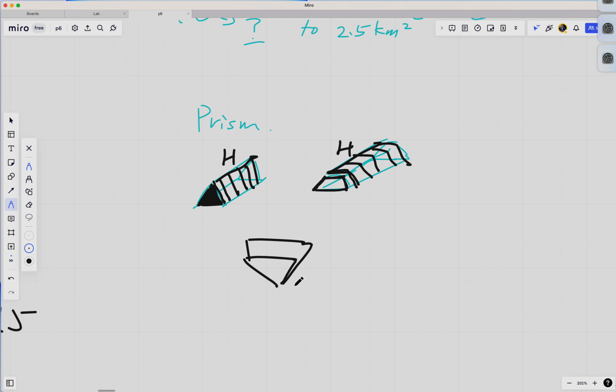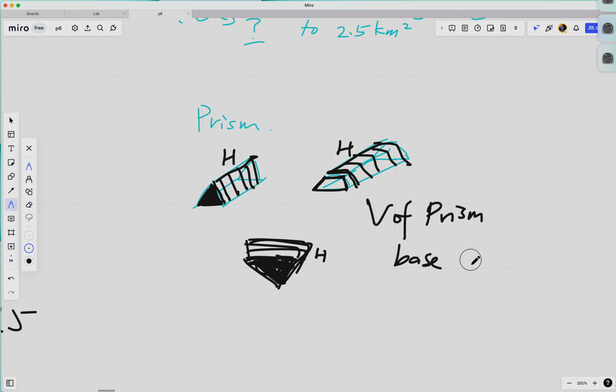So which one is the base area? This one, right? Those two. Wait, no, only that one. Then how do you cut? You cut it this way, right? So this is the height. Okay? So the volume of a prism is base area times the height. Or sometimes they use cross-sectional. So this is just another term: cross-sectional area times height to get the volume.